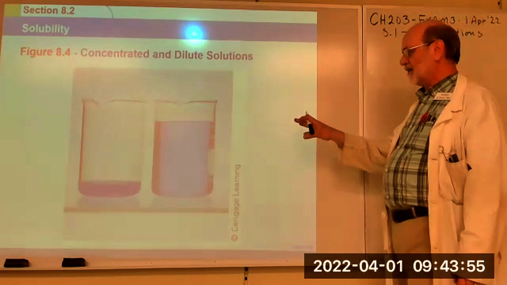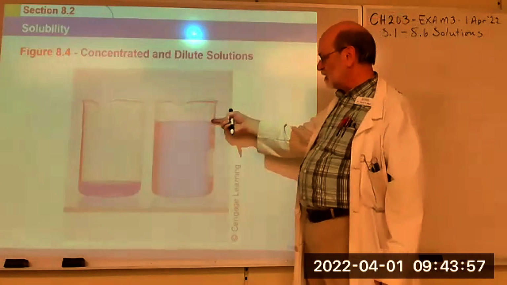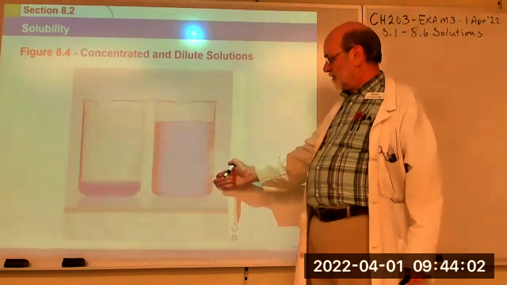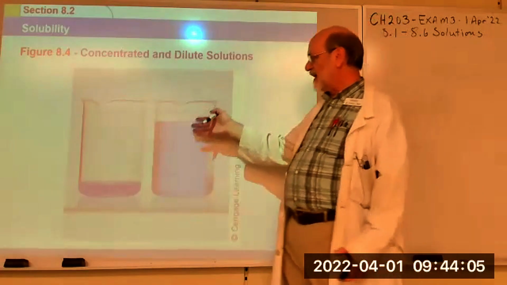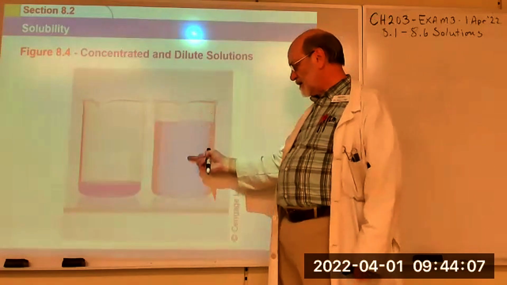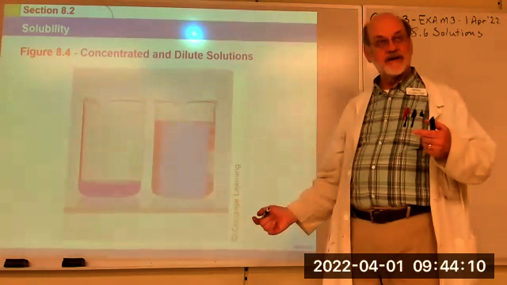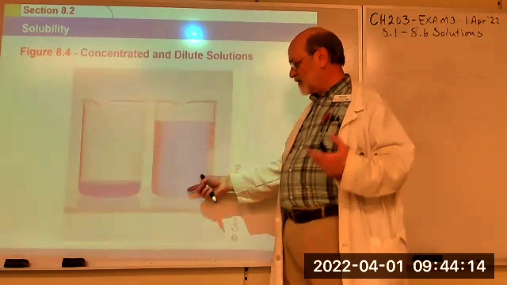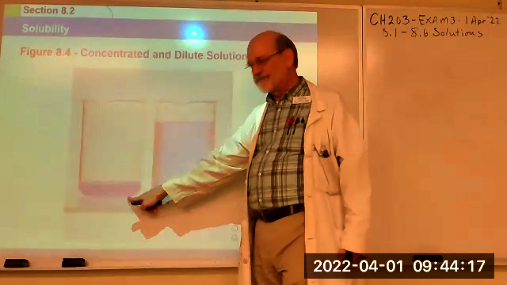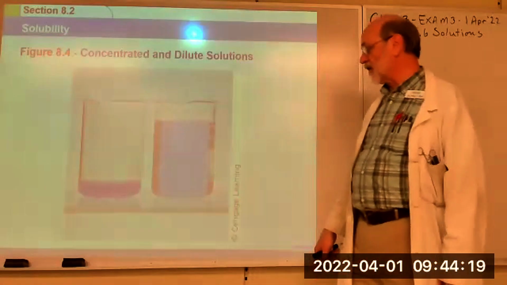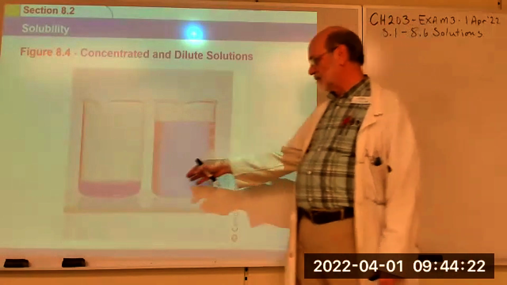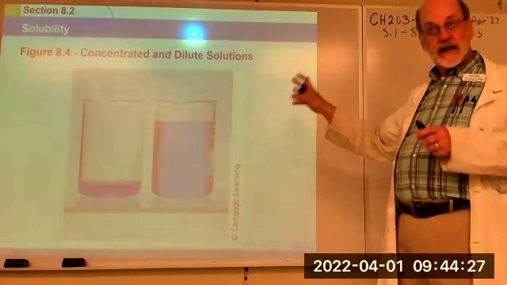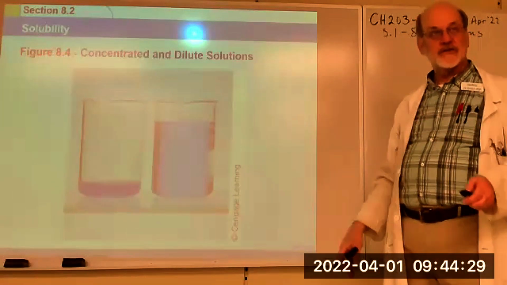So the point of this slide is this solution is dilute, right? And you can tell from the color that it's dilute. And we set it out on the bench and let the water evaporate. The solute doesn't evaporate. We're reducing the amount of solvent over time. So now we have a concentrated solution. And you can tell from the color that it's bluer, and that's an indicator, at least for this compound in aqueous solution, that it's more concentrated.